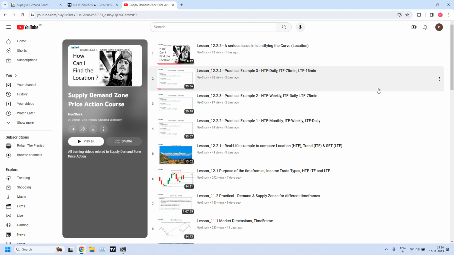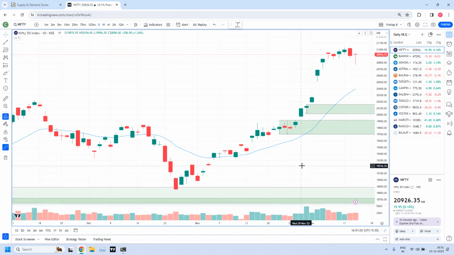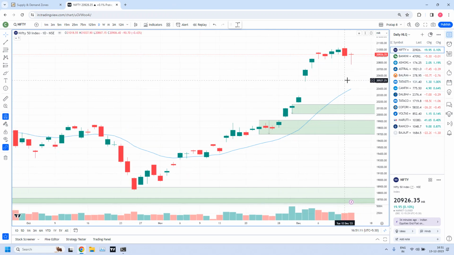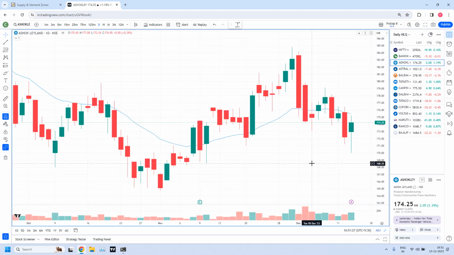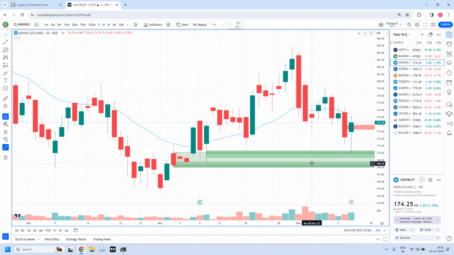So now let's get into the analysis part. We are analyzing the high liquidity zones generated in our yesterday's report. And if you look into Nifty, still we didn't have any proper direction on the daily chart. So let's get into the first stock generated in our yesterday's report. This is the daily high liquidity zone, Ashok Leyland.